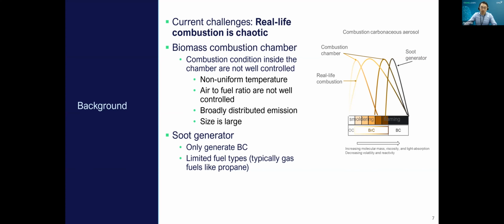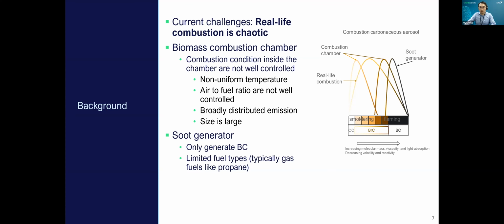Therefore, a lot of effort has been made in the literature to build chambers to study combustion aerosol. One example is the biomass combustion chamber. It is very useful to understand the biomass combustion emission property under many real-life combustion conditions. However, they still have some limitations.